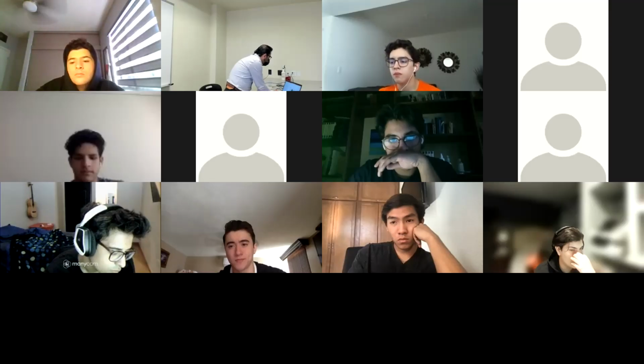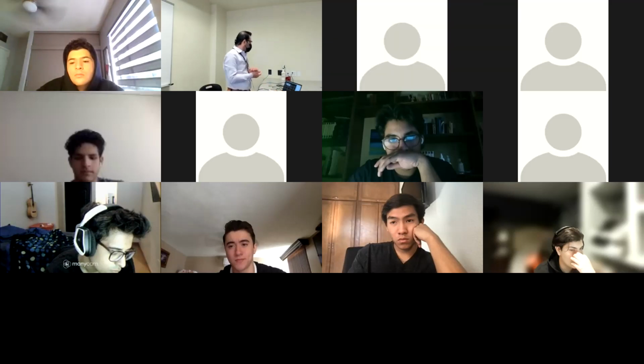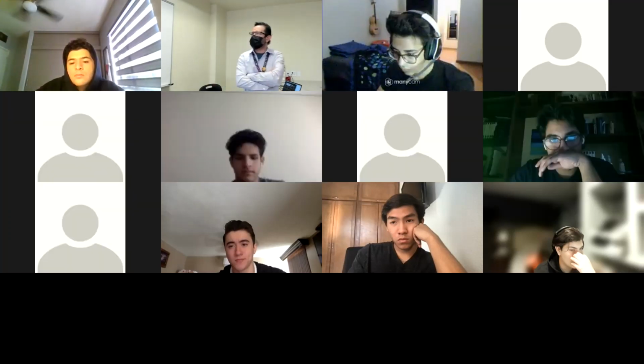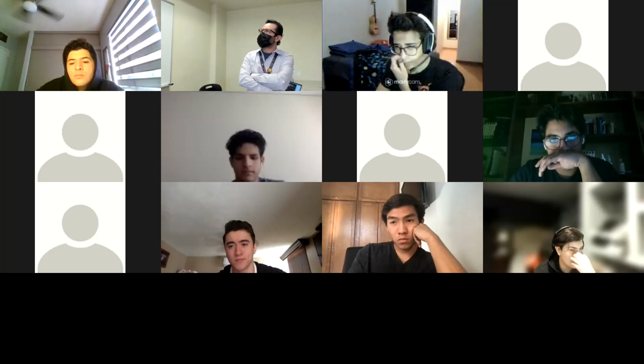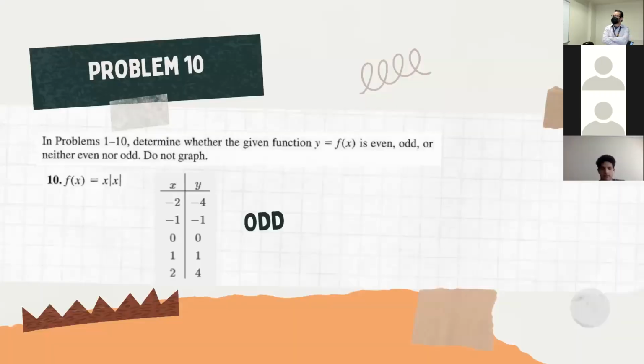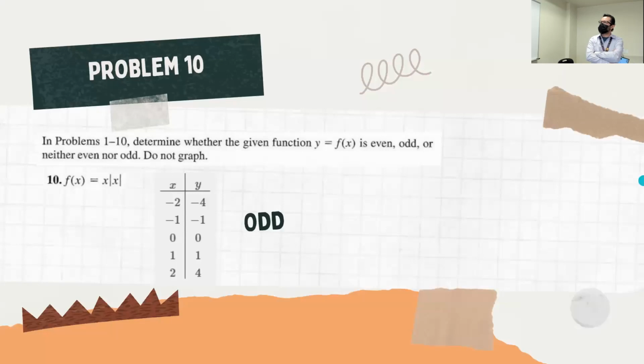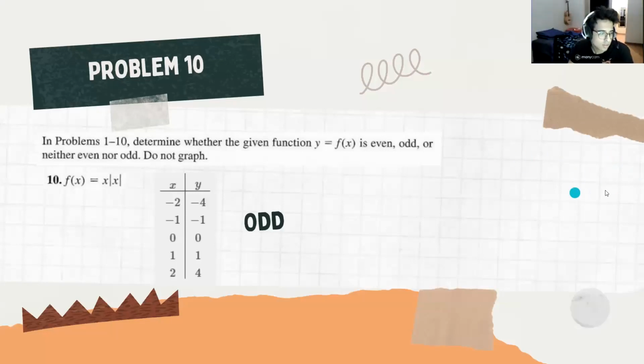Let's go with problem 10. I think this is the last batch of problems that have to do with even or odd functions. This is the same set of problems, and we had to determine whether this function was even, odd, or not. We tested the values like you did before, checking the same numbers to see if they keep the same sign, and they did. So we determined that the graph was odd, and that was everything we had to do.